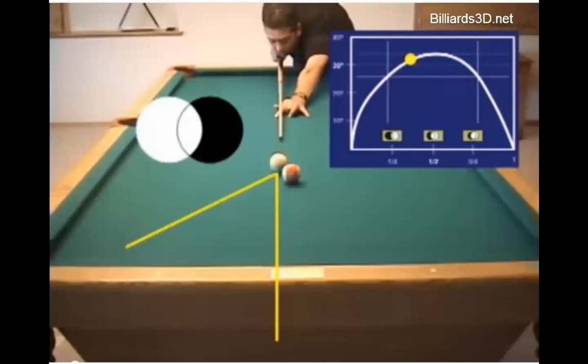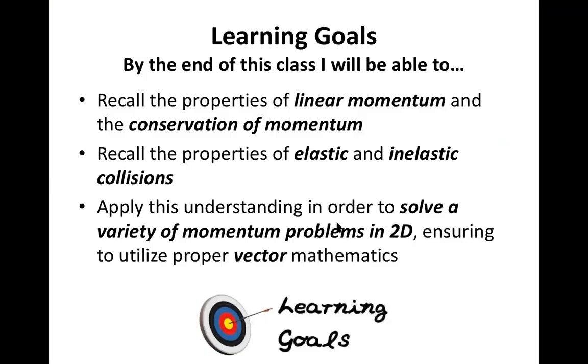And here's a visual where you might do this automatically without thinking about the math. He's lining up, he's got a line of sight where the cue ball would be going, and he's looking at the overlap between those balls to estimate how glancing this collision will be. So that's what we're talking about today: glancing collisions, and we're going to do calculations on them. First, we're going to recall linear momentum and the conservation of momentum, and recall elastic and inelastic collisions. And then we're going to solve a few problems involving 2D collisions.